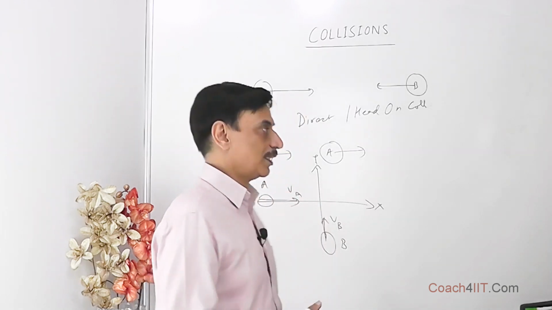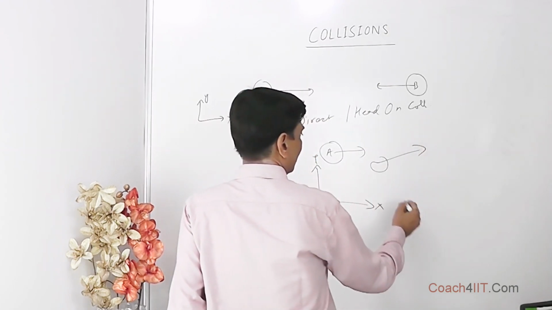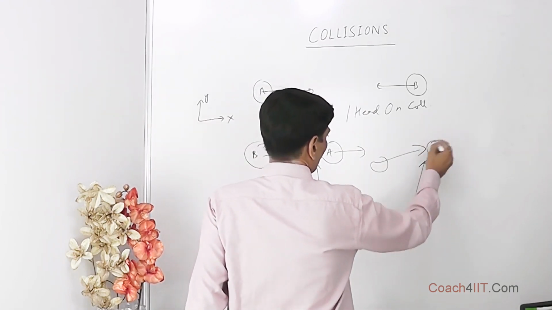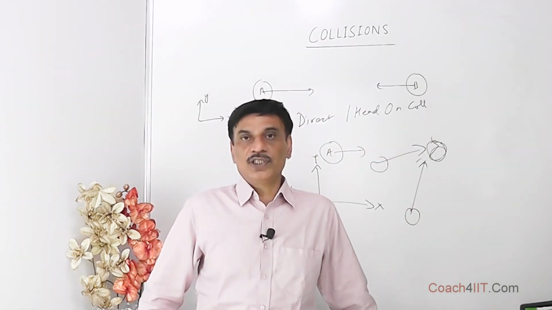It is not necessary that these two bodies come in at a 90-degree angle. It may be that one body is going like this and the other body is going like this. They strike somewhere over here, and then they move in this plane. This is a case of a collision in two dimensions.